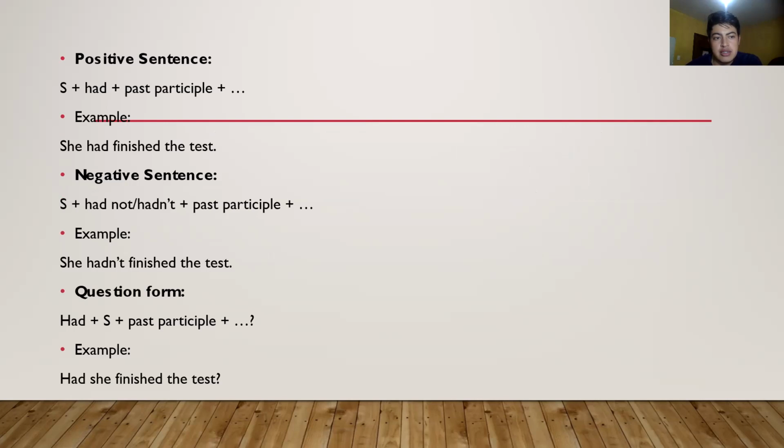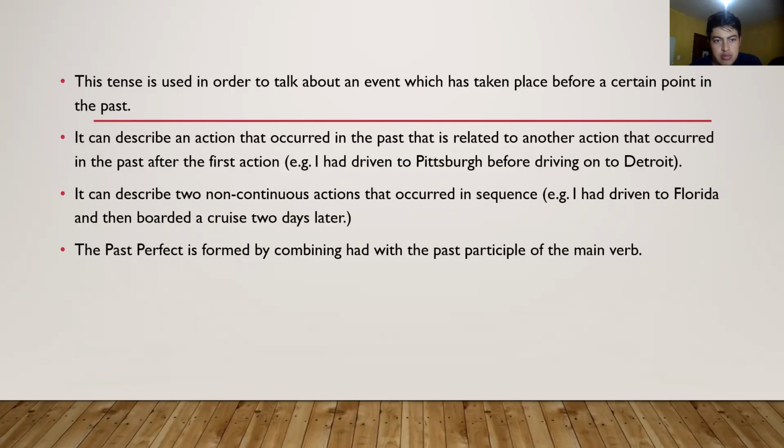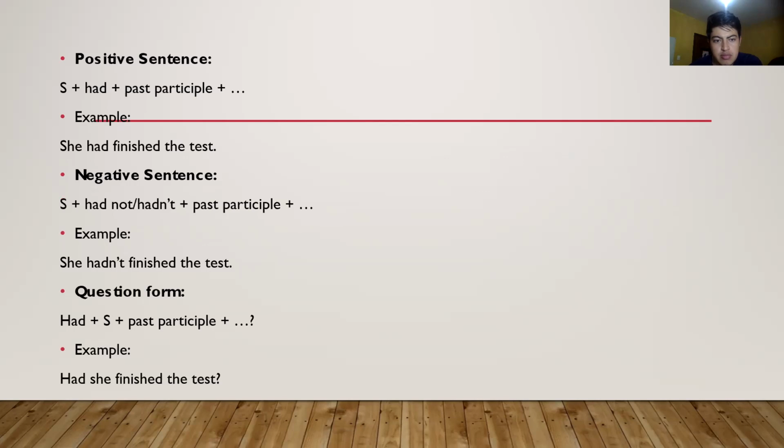To form a positive sentence, we need to put in practice this rule: subject plus had plus past participle. For example, she had finished the test. For the negative sentence: subject plus had not, hadn't, plus past participle. She hadn't finished the test. And for the question form: had plus subject plus past participle. Had she finished the test?